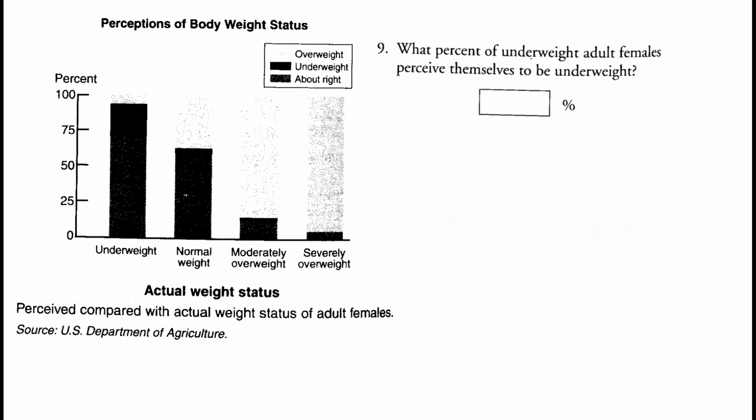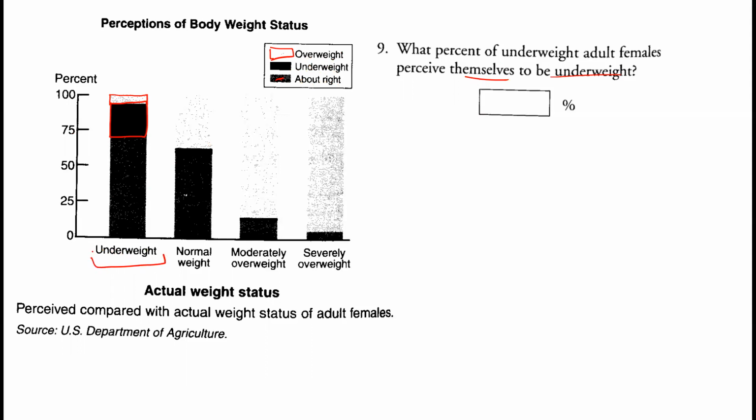Question 9. What percent of underweight adult females perceive themselves to be underweight? Now this table tells us, there's a slight misprint. So this is one segment and then this is another segment. The white segment is overweight, the black segment is underweight, and the shaded segment is about right. The x-axis tells us the actual weight.